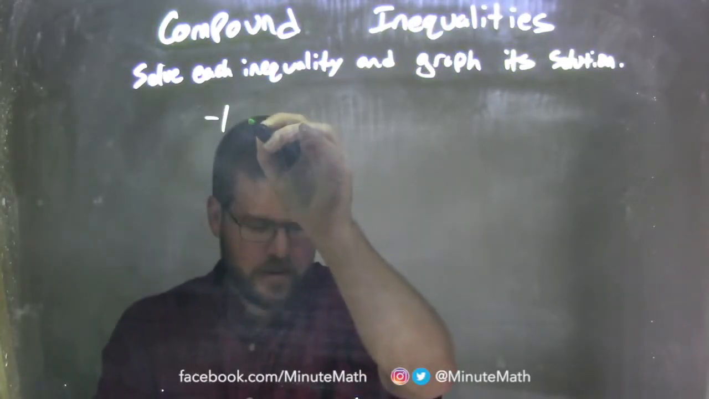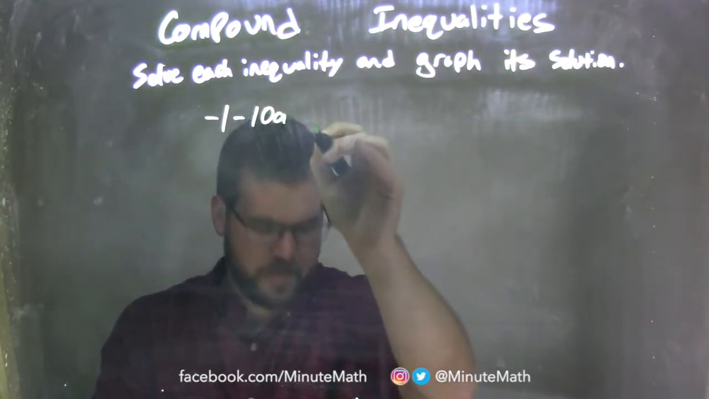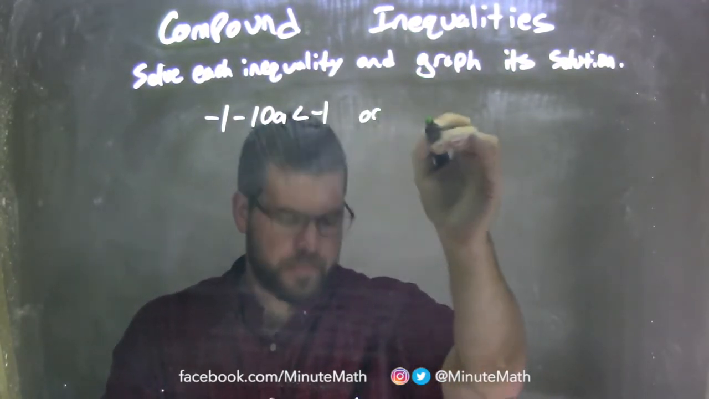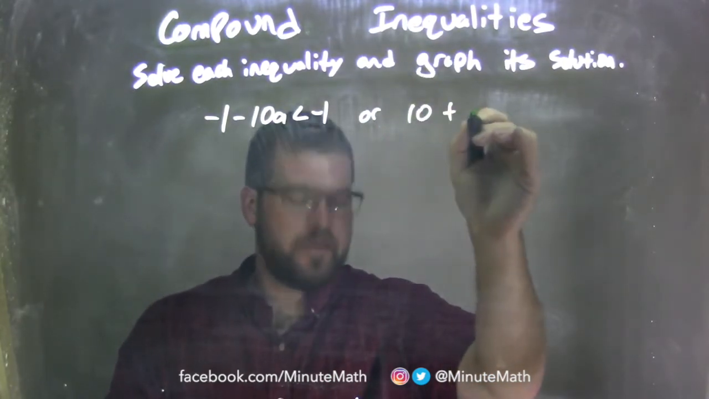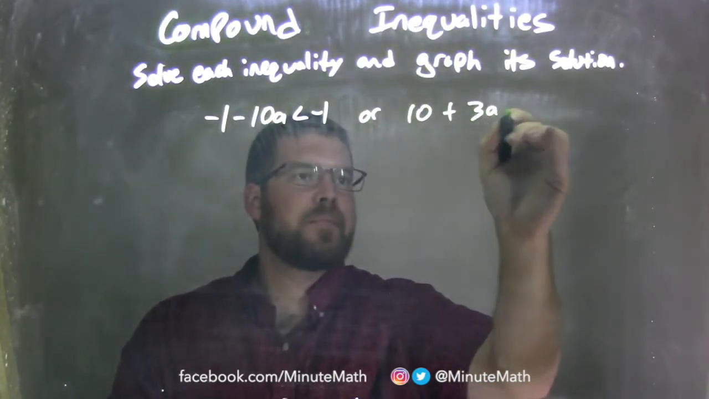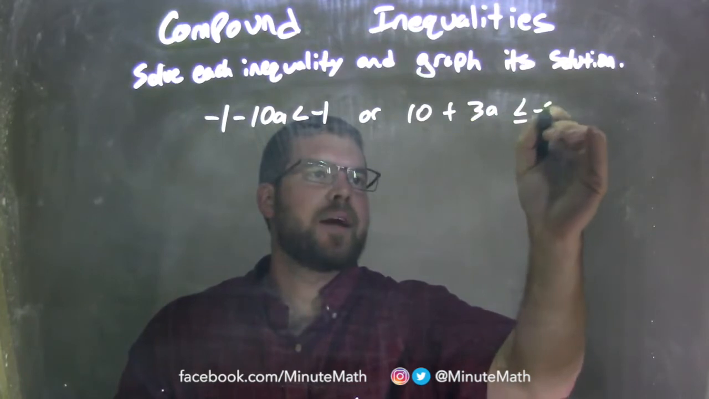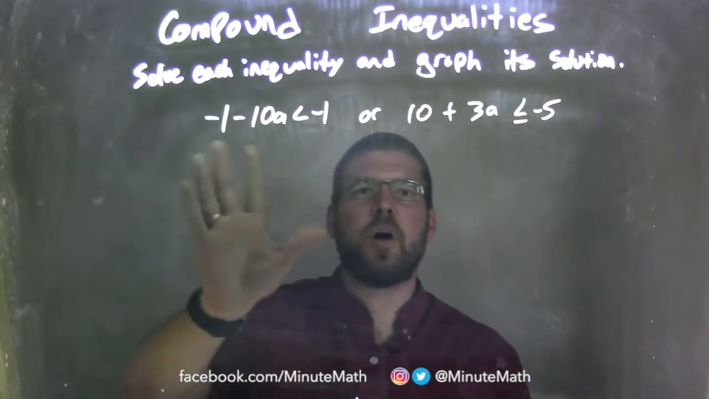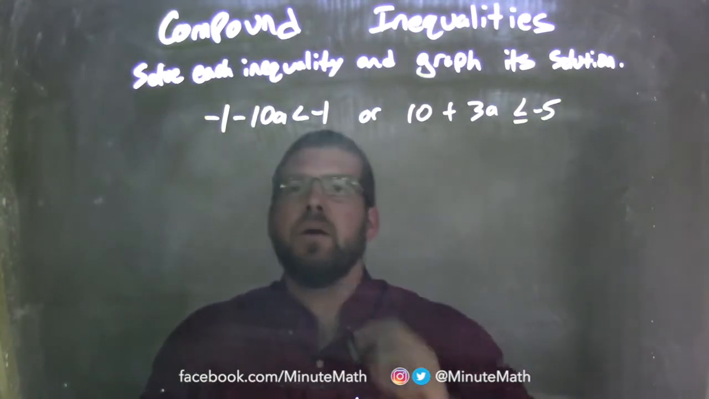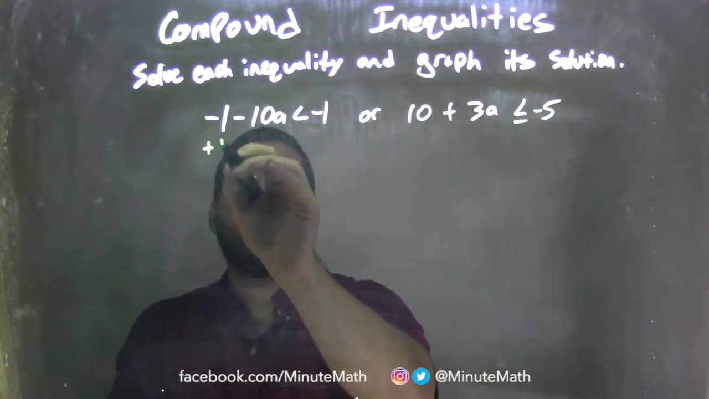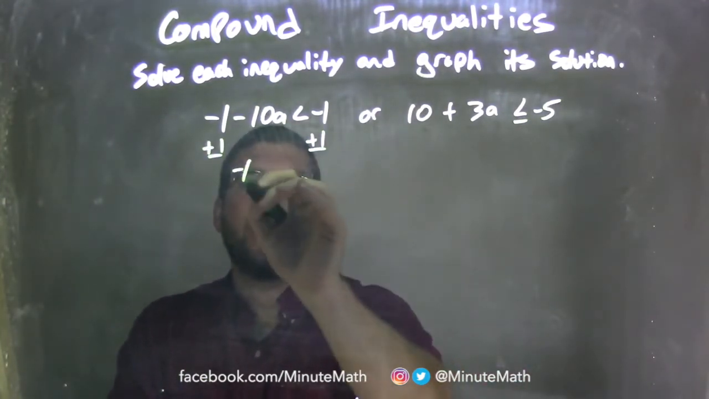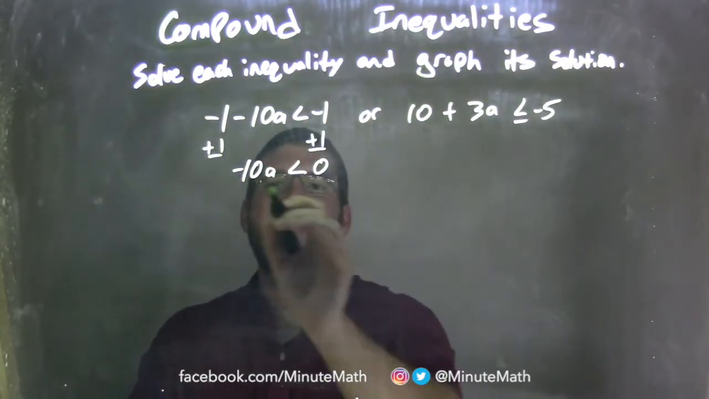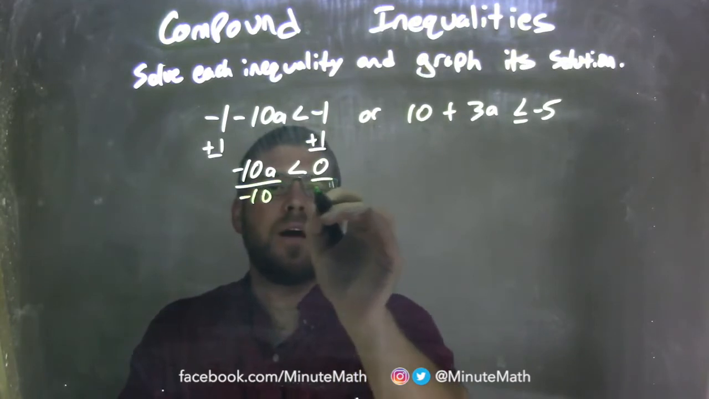Negative 1 minus 10a is less than negative 1, or 10 plus 3a is less than or equal to negative 5. Okay? Well, our first step here is I'm going to solve each inequality individually. So I'm going to add a 1 to both sides here, giving me a negative 10a is less than negative 1 plus 1 is 0. I then am going to divide by negative 10 to both sides.